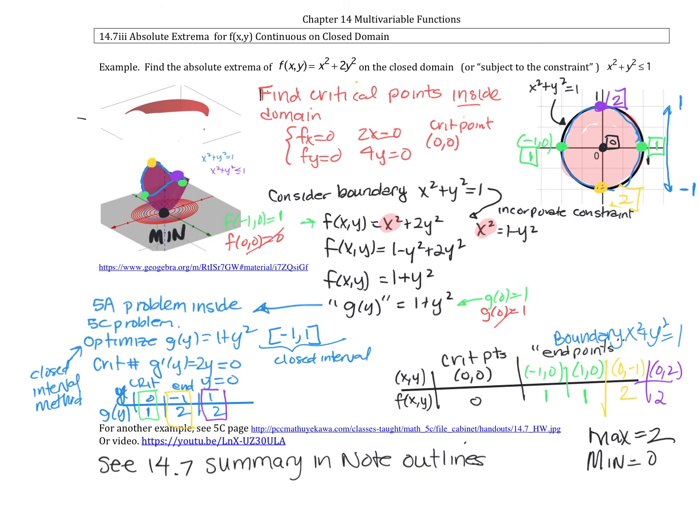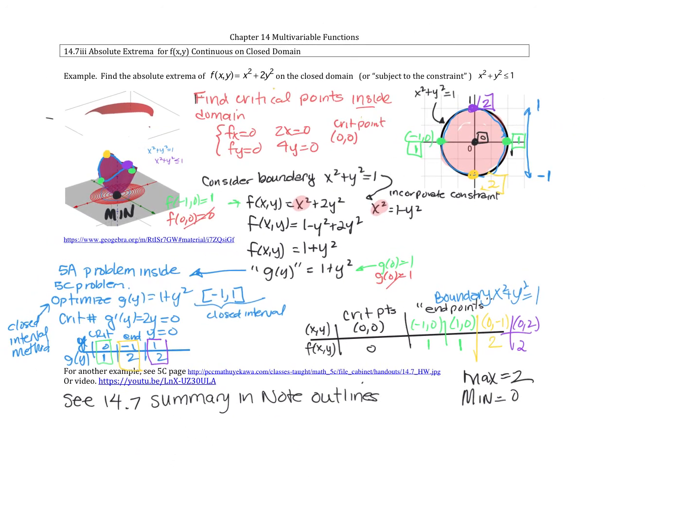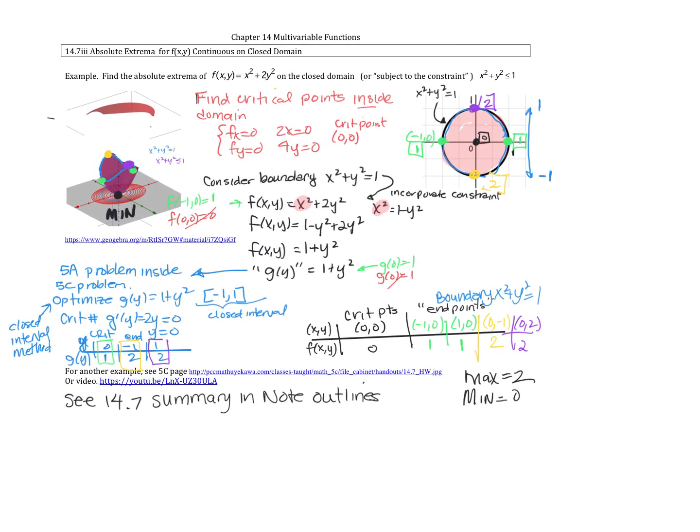Okay. So how am I going to know this is this kind of problem instead of the 14.7 part 2 kind of problem? Here's the key right here. Here's how you're going to know. You're going to have an inequality. So you're having some sort of closed domain. I'm not just doing a constraint equation that I can incorporate. I have an inequality. So we're looking at a whole region. So when you do that, you have to do two things. You have to check critical points inside, and then you have to consider the boundary.